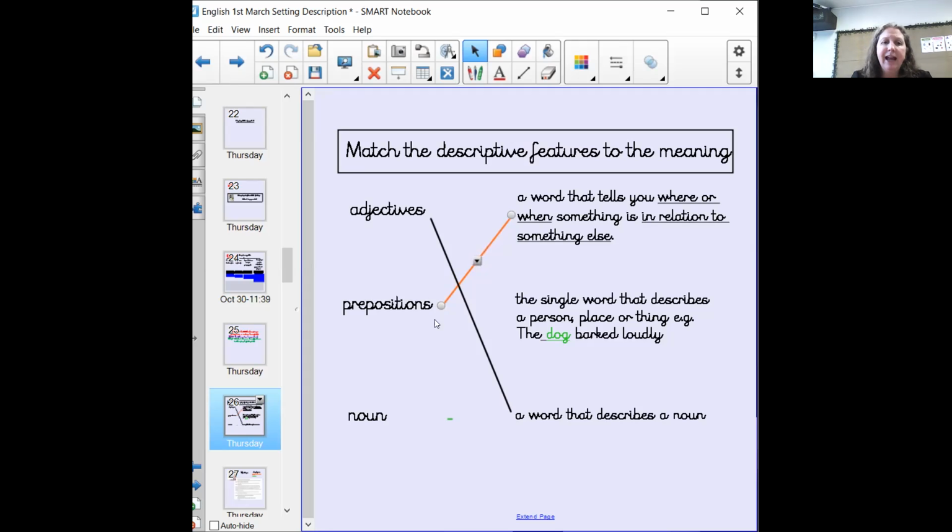Okay, and a noun, we know that a noun is a single word that describes a person, place, or thing. For example, in our description here, we have dog, but it could be a person, so it could be a teacher, it could be a place like Derby, or it could be a thing like a chair, a pencil. Okay, so now that we have matched those up, hopefully that's a really good reminder, and that will help us when we are moving on to our next part.